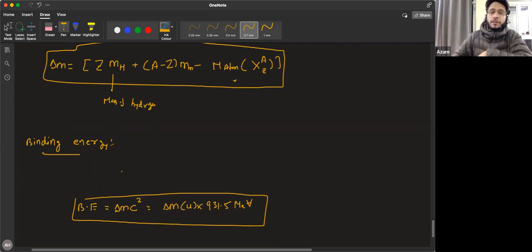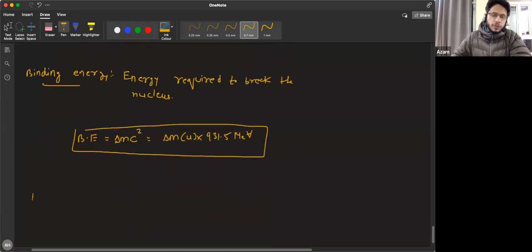This is the binding energy. The definition is: energy required to break the nucleus. So the energy that you need to break the nucleus is known as binding energy.